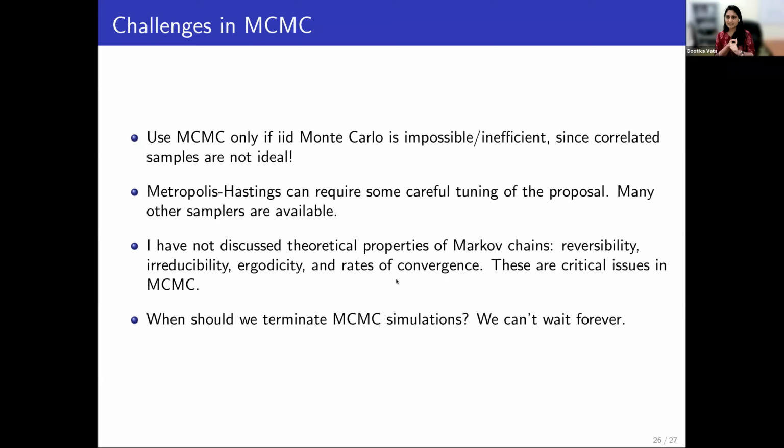I have also completely skipped over theoretical properties of the Markov chains: reversibility, irreducibility, more detailed study of ergodicity and rates of convergence of the Markov chains. In general state spaces, these become slightly more difficult to get into because you can't really measure the size of going from one point A to another point B.